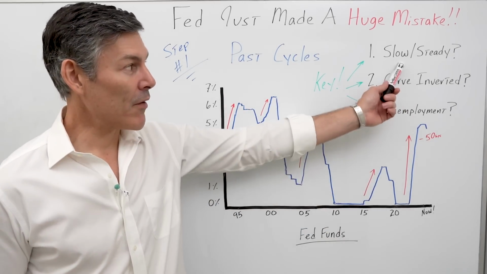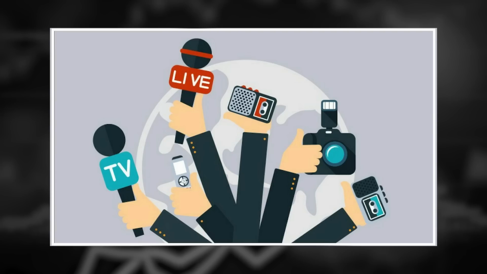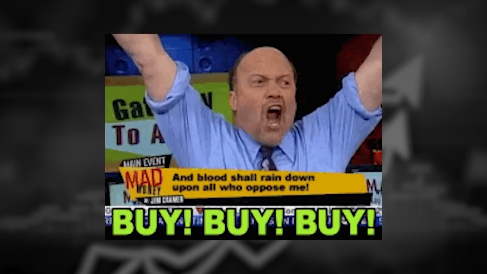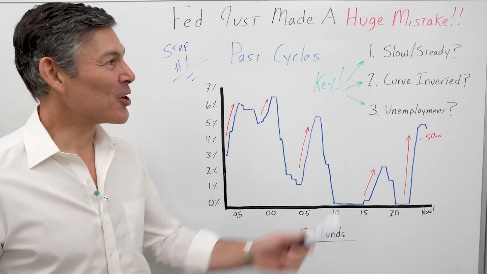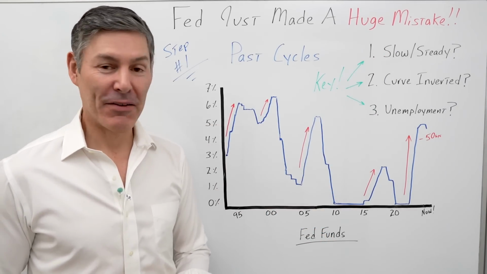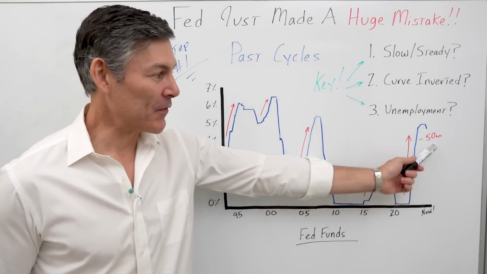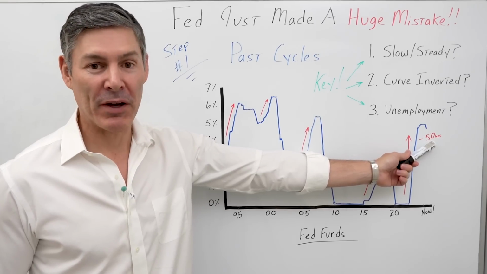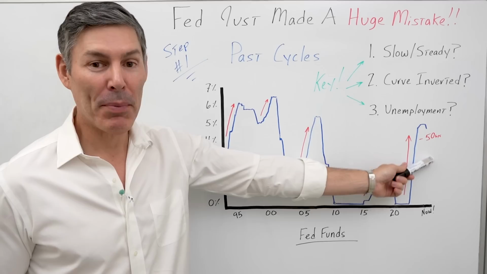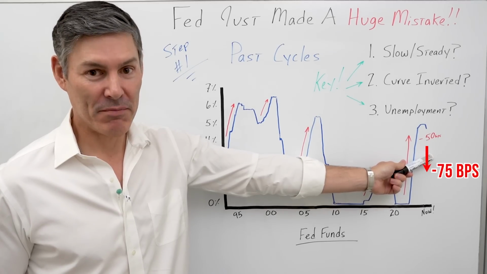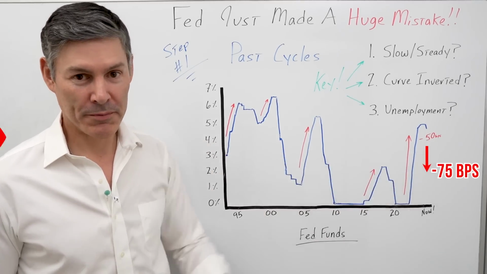Meaning we're not going to have slow and steady like the mainstream media and the Fed and the experts are trying to get you to believe. We're going to have wet and wild. And I think the huge mistake is not the fact that they dropped 50 basis points instead of 25 basis points. I think the huge mistake is that they didn't drop 75 basis points or more.